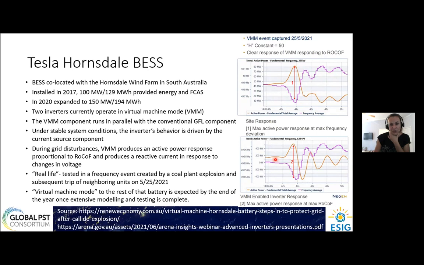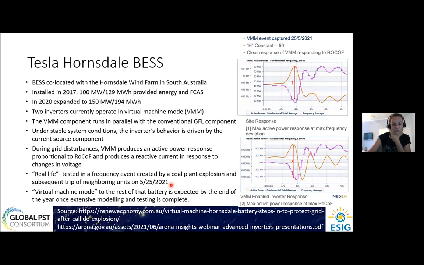Whereas at the bottom, what you can see is the response from just those 2 inverters that they were testing. And you can see here that those inverters start responding before frequency, right away at the frequency decline. So it looks more like inertial response, and it's instantaneous. They continue testing. I think the plan is to convert it to be grid forming at some point.